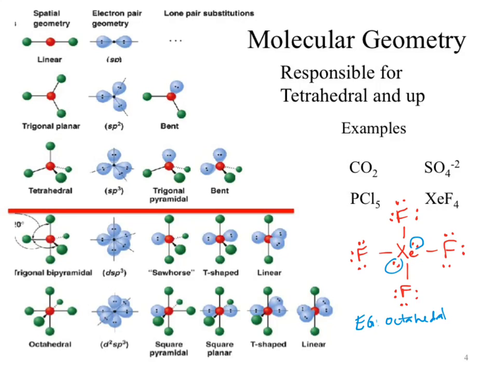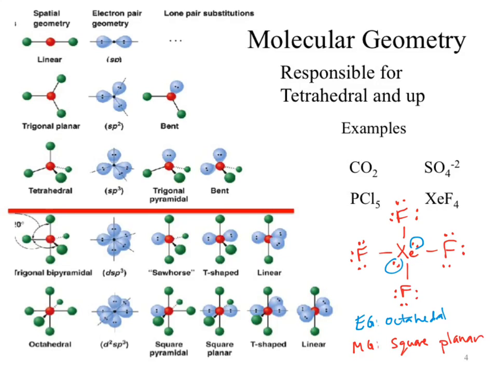We now look at those regions of electrons and say, okay, is there a difference between them? Do we have bonding and non-bonding? Yes, we do. We now go through and match that to square planar. And our molecular geometry is square planar.